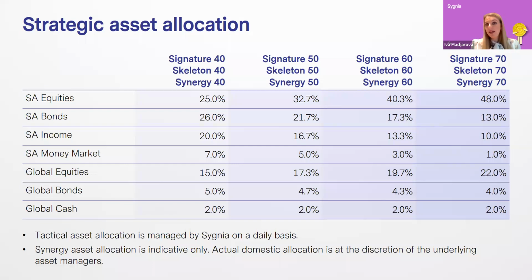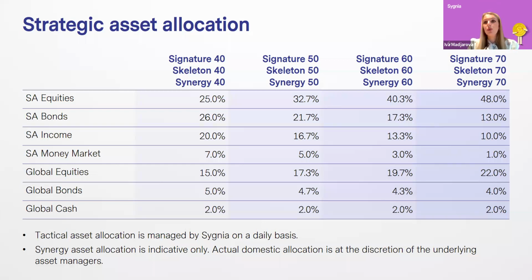The way to invest in any market environment, but especially in a more volatile market environment, is really to have a very well diversified portfolio. We know that across the ranges, we invest across various asset classes. Of course, the 40 portfolios are less risky than your 70 portfolios, but across all of these portfolio ranges, you can see that there's a blend of equities, bonds, income, money market, as well as global equities, bonds, and cash. So we do invest across various asset classes, and this provides good diversification to the portfolios. This is the strategic asset allocation of the portfolios.